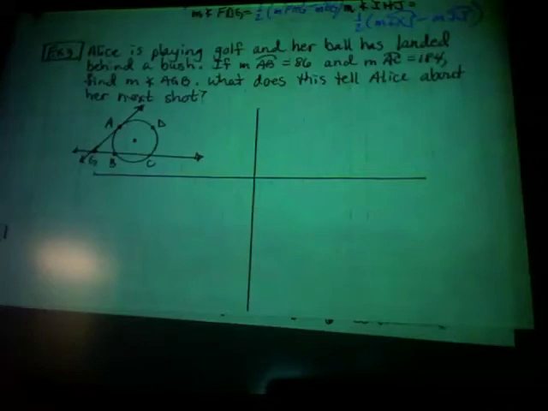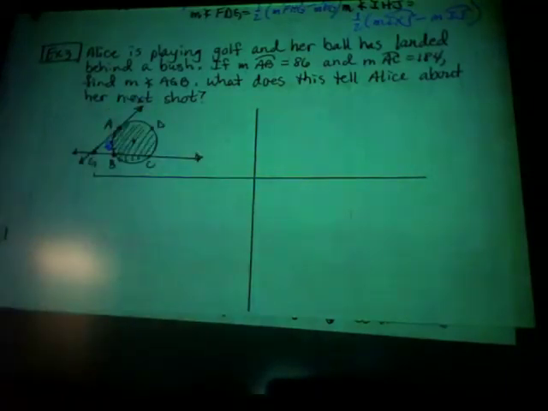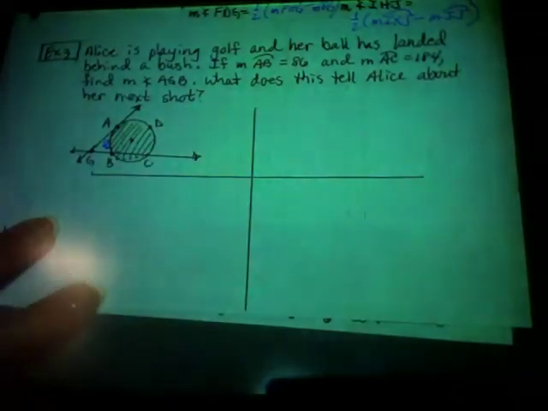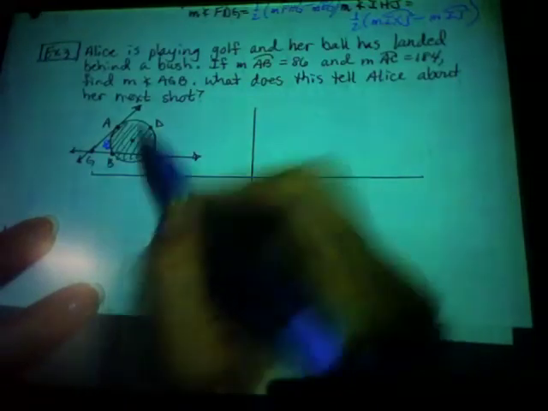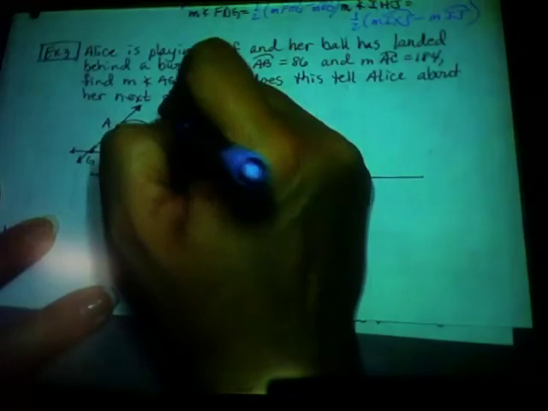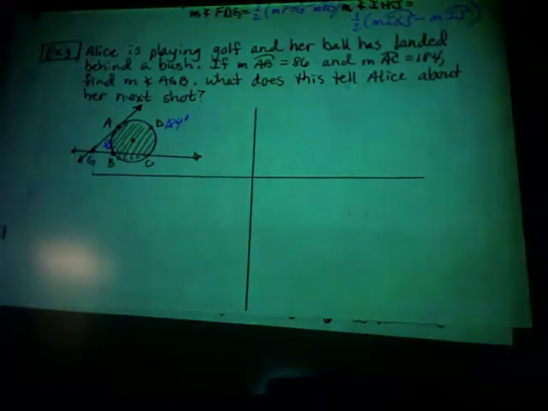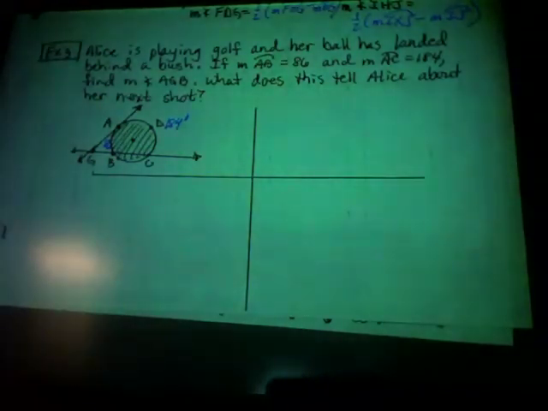Alice is playing golf and her ball has landed behind a bush. This is the bush. Right there. If the measure of arc AB is 86 degrees, so I'm immediately going to put 86 degrees right here on that arc. And the measure of arc AC, so from A to C, they don't mean from here. It's hard to tell, but from A to C is 184. So from here to here to here. Arc ADC.